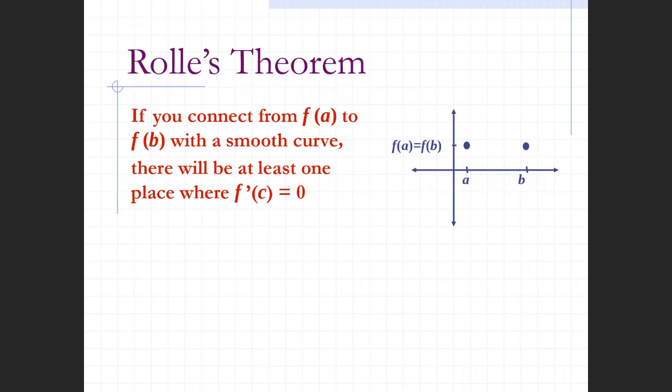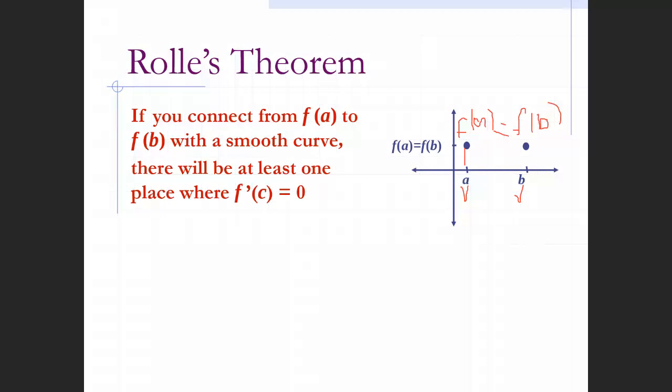In this graph, you can see there are 2 points, point A and point B. When the value of x is A, you get the function f of A, and at point B, the value of the function is f of B. You can see in this graph that f of A is equal to f of B, because they both have the same height. So if you connect f of A to f of B with a smooth curve, there will be at least one place where the derivative of the function is 0.